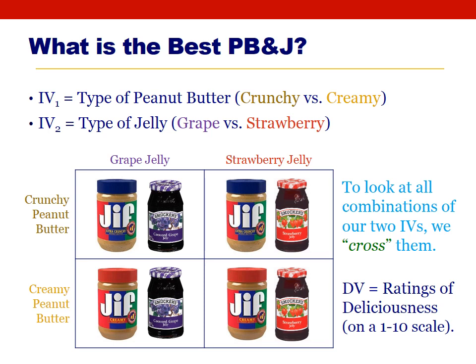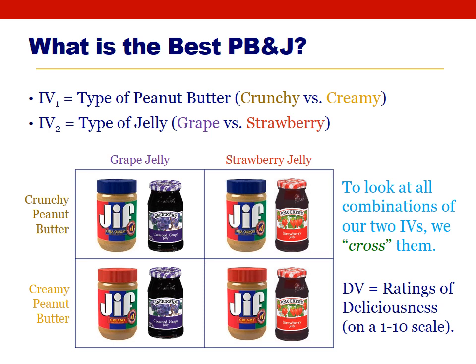What we've essentially done here is we've created 4 separate groups of people. One group that ate a crunchy grape sandwich, one group that ate a crunchy strawberry sandwich, one group that ate a creamy grape sandwich, and so on. However, the way that we created these 4 groups was by taking our 2 independent variables and looking at every possible combination of them. In statistics, this is called crossing the 2 variables. When we cross the 2 variables, we end up looking at every possible combination of them.